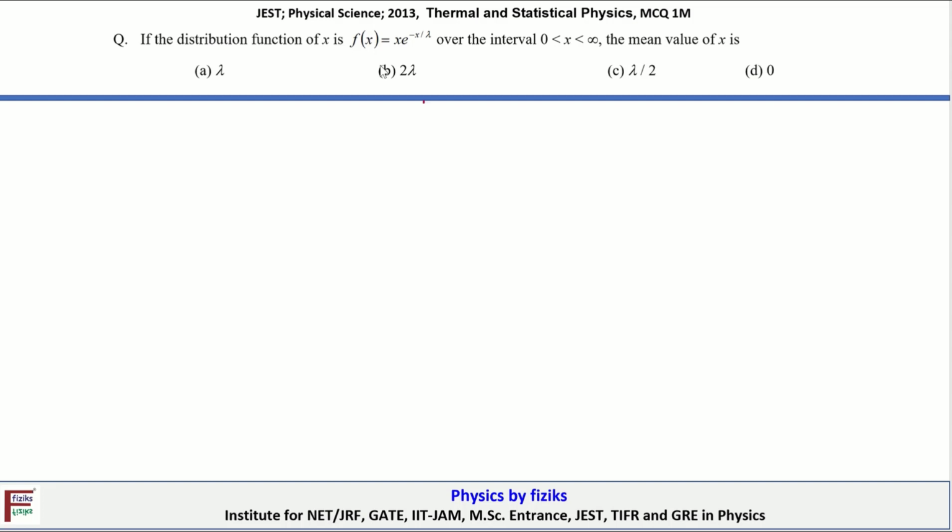So here we will apply the definition of determining the mean value once the distribution function is given to us. Here we are given the distribution function in terms of x as f(x) equal to x exponential minus x by lambda, and this is valid for the interval 0 to infinity.